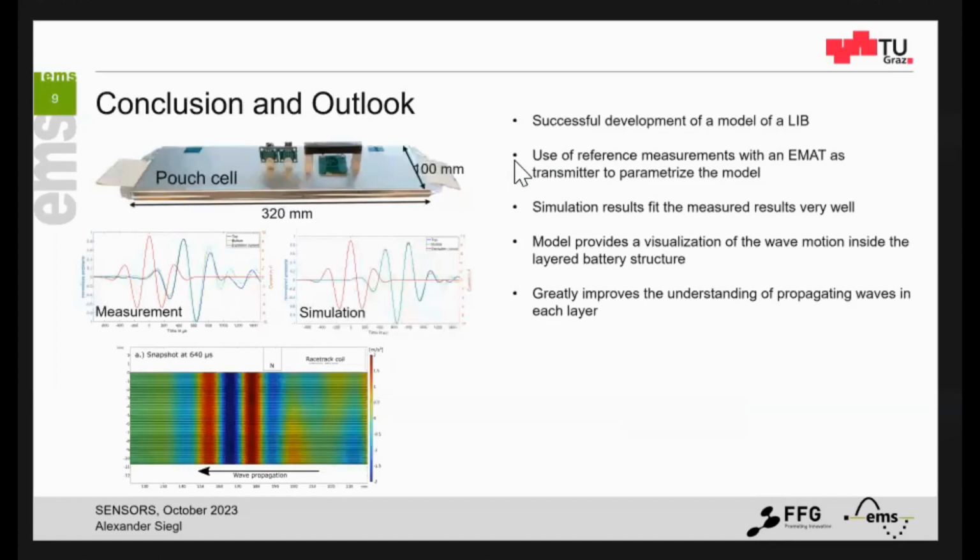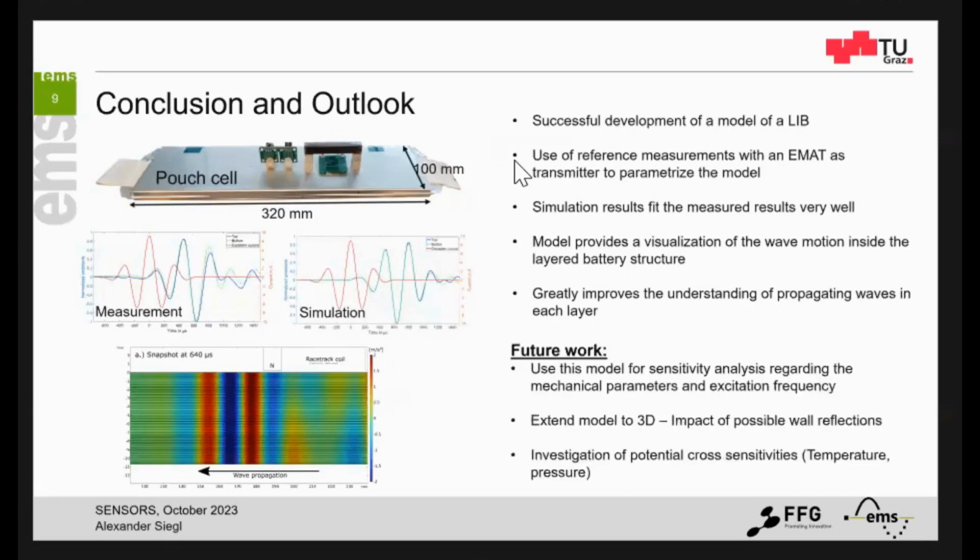So to conclude my talk, we successfully developed a model of a lithium-ion battery, which allows us to simulate the propagation and the excitation. We used an EMAT as a transmitter and accelerometers as a receiver to characterize the propagating waves, and this was used as reference. Then we saw that our simulation results fit the measurement quite well. And what our model now provides is, of course, a visualization of the wave motion inside the battery, and this greatly improves the understanding of propagating waves in each layer.